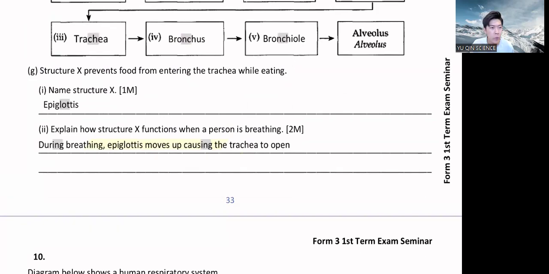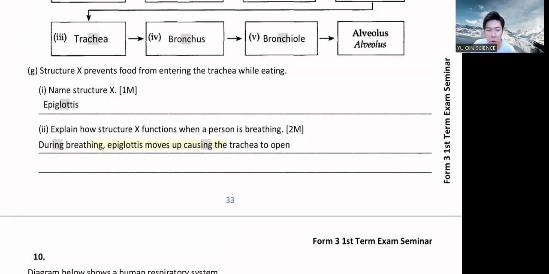Can we just say open? No, for 2 marks, if you say open, then your marks also open already, so it's 2 marks there. So during breathing, epiglottis moves up. That's one thing. Move up is 1 mark. Open is your second mark. Okay. What if I breathe while I eat? Isn't that the same thing? You eat while you breathe, or you breathe while you eat. Is that the same thing?